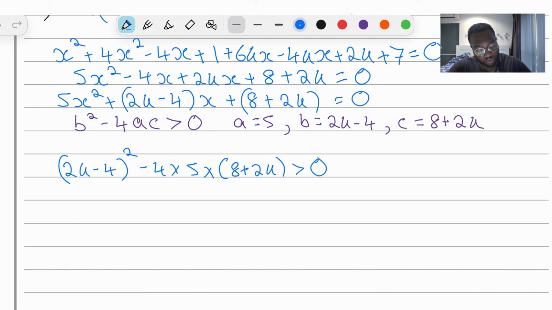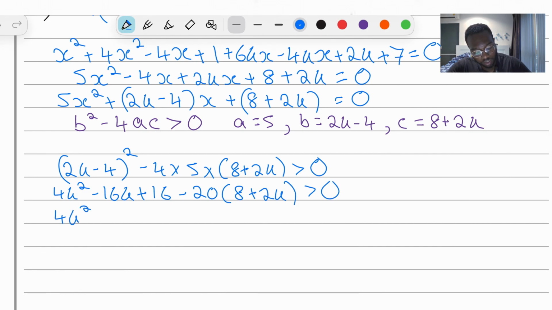Then 2k minus 4 squared would give me a 4k squared. A 2k times a minus 4 is a minus 8k. Another minus 8k is a minus 16k. Minus 4 times minus 4 is a positive 16. Then we get a 20 times, let's do it separately, 8 plus 2k. That is greater than 0. We get a 4k squared minus 16k plus 16 minus 160 minus 40k. That is greater than 0.